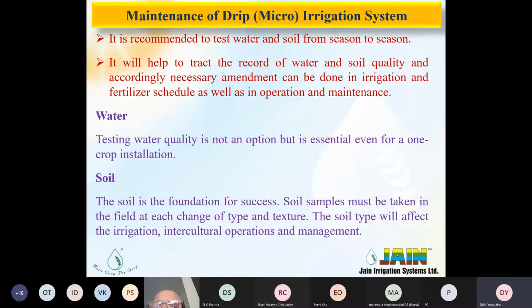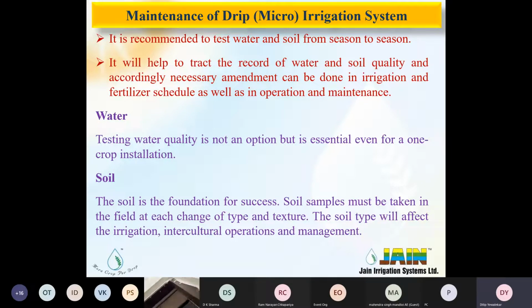The doses of fertilizer have to be calculated as recommended by the agronomist. Under maintenance, before application of the fertilizer, it is necessary to do the soil and water test, because this is very important. The water quality parameters change from season to season. That means in the rainy season, the quality of water changes. In summer, the water quality changes. So season to season, the water has to be tested.